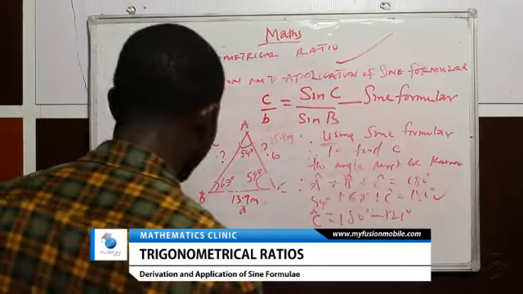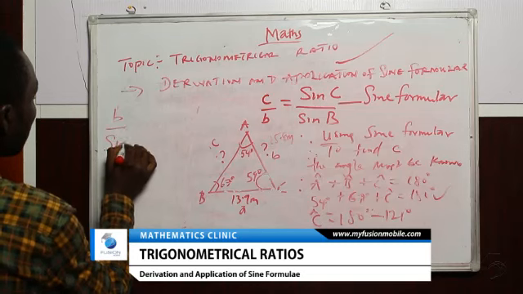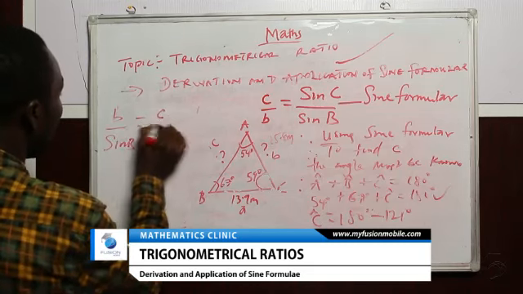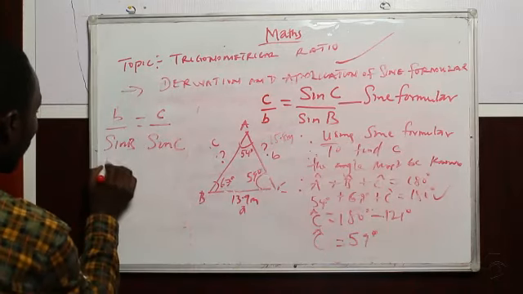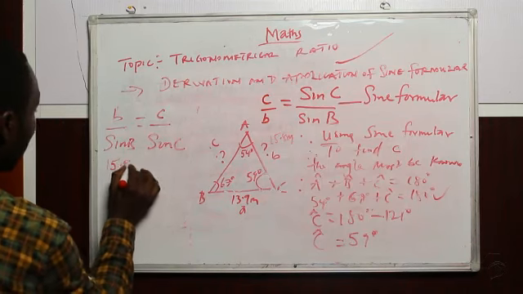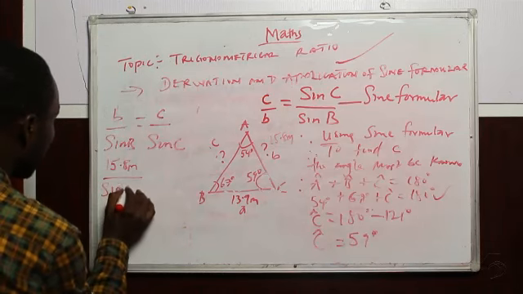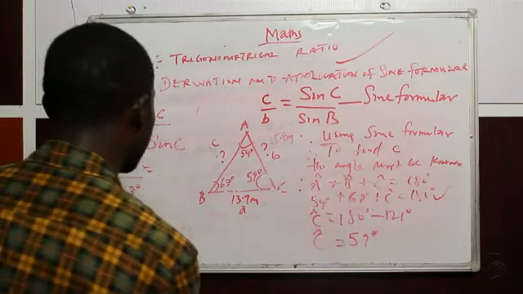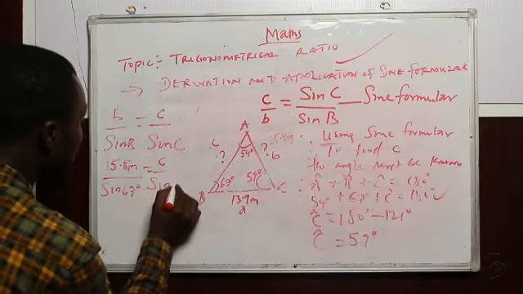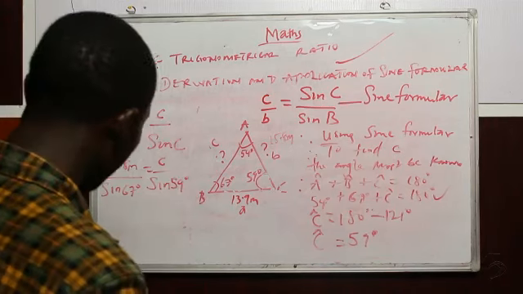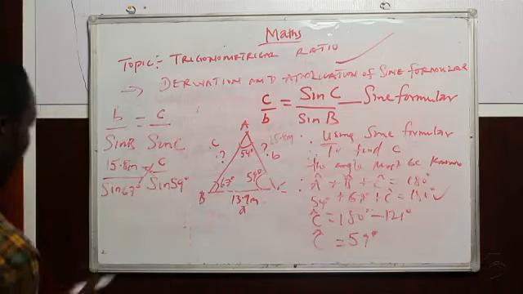To find c now, you can say b over sine B equal to c over sine C. It's very easy. What is our b? We've known our b to be 15.8 meters that we solved earlier on. Our sine B is sine 67 degrees, equal to c, which is what we want to find, over sine 59 degrees, the angle we calculated. How do we find c? We cross multiply.